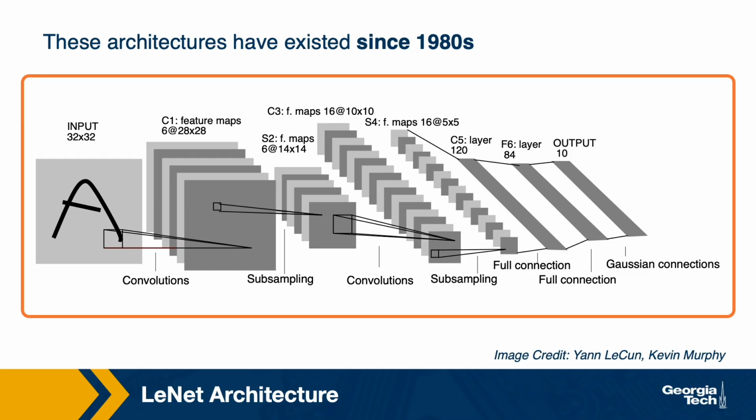If you notice here at the end, it says there are Gaussian connections. And actually that just corresponds to a mean squared error loss function. This was back then when we didn't use cross entropy, for example. These days, rather than mean squared error, we use cross entropy.